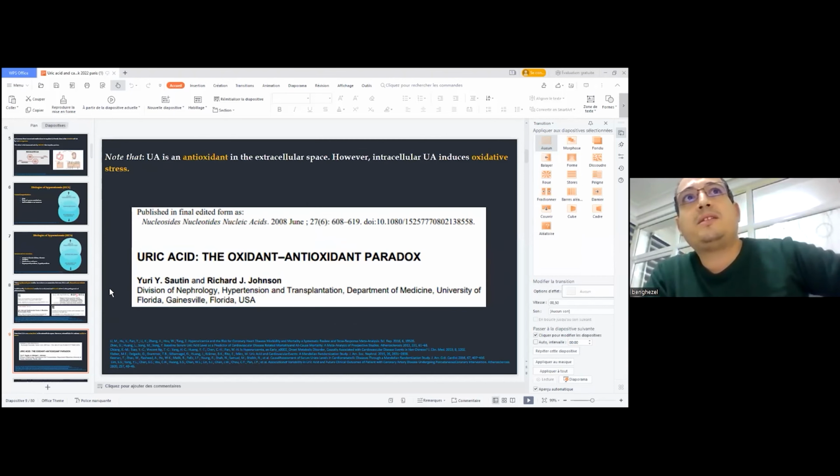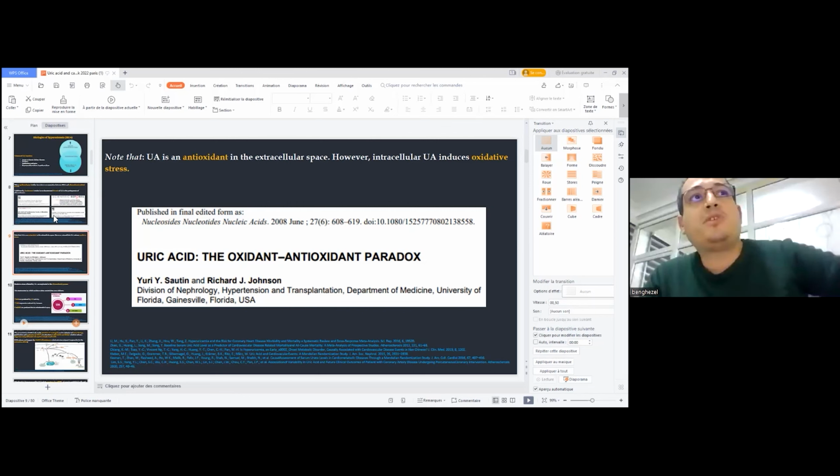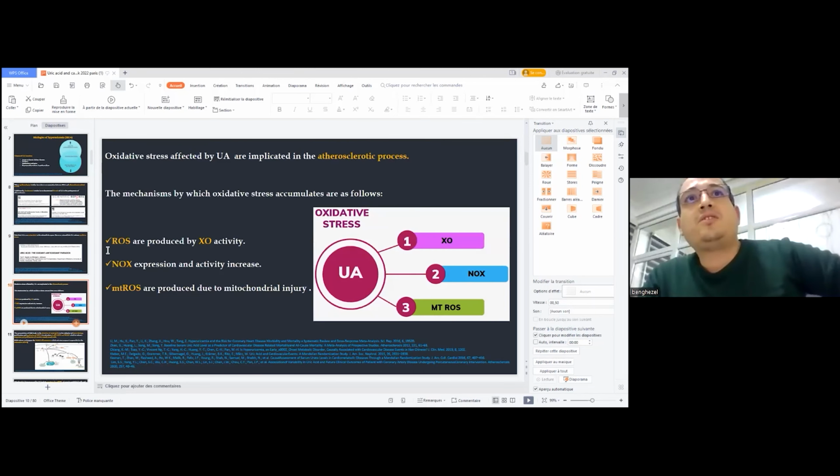Note that uric acid is an antioxidant in the extracellular space. However, intracellular uric acid induces oxidative stress. The mechanisms by which oxidative stress accumulates are as follows. Reactive oxygen species are produced by xanthine oxidase activity, and NADPH oxidase expression and activity increase. Mitochondrial reactive oxygen species are produced due to mitochondrial injury.